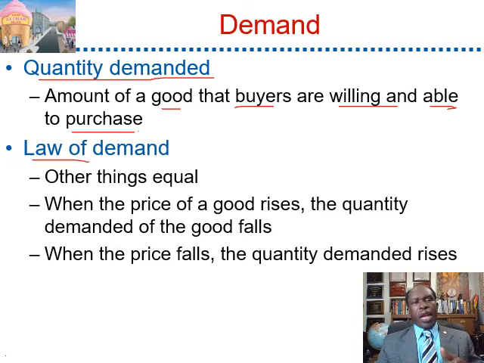On the other hand, the law of demand says that with everything else equal, such as income not changing and the price of related goods not changing, when price rises, the quantity demanded falls. When price falls, the quantity demanded rises. This means that there is an inverse relationship, or opposite relationship, between quantity demanded and the price of the good.